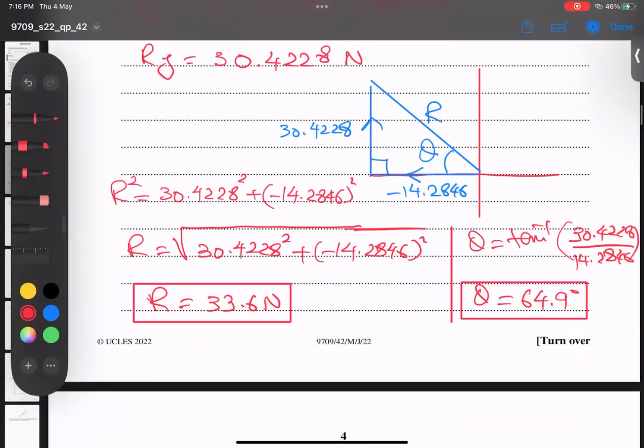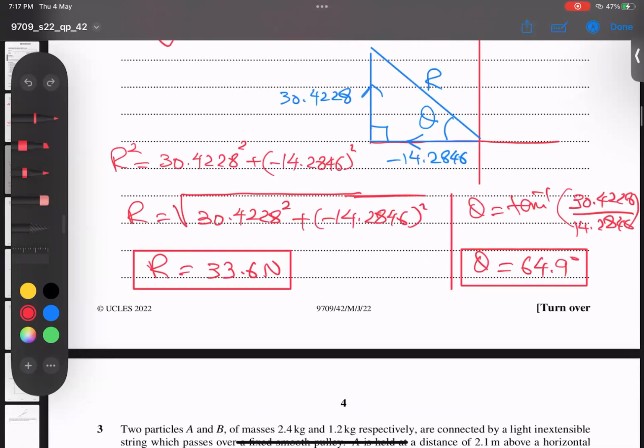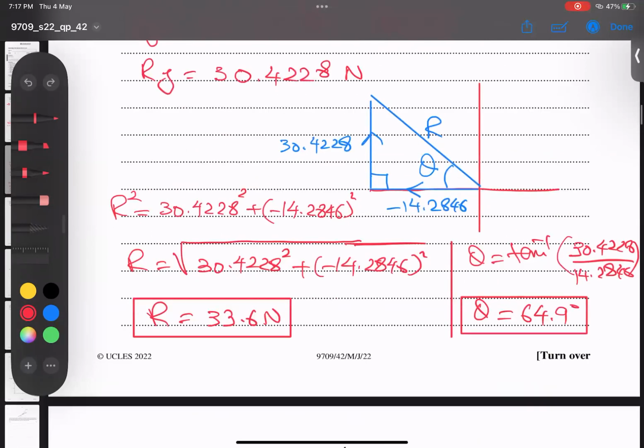So before going to the next question, make sure of one thing: whenever we give a direction, we have to take some reference point. We have to mention the angle we got here, and mostly we start from the positive x-axis. So this is the reference we take.